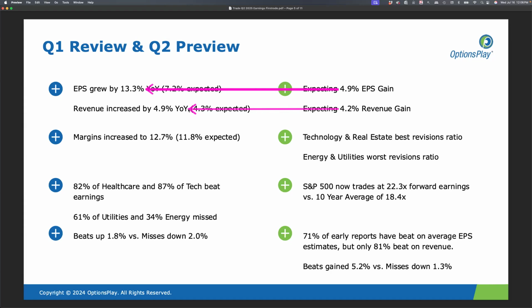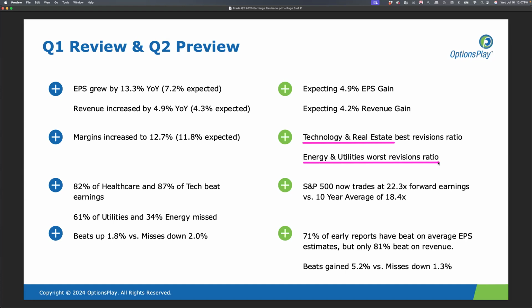This is obviously the quarter of a huge amount of uncertainty with regards to tariffs, and that is part of why the market has such a low bar being set for this particular earnings season. Technology and real estate are the sectors seeing the best revisions ratios, meaning these are the sectors where there are more stocks where analysts have revised their metrics higher versus lower. And then energy and utilities are seeing the worst revisions ratios, where more analysts are revising expectations lower than are revising them higher.